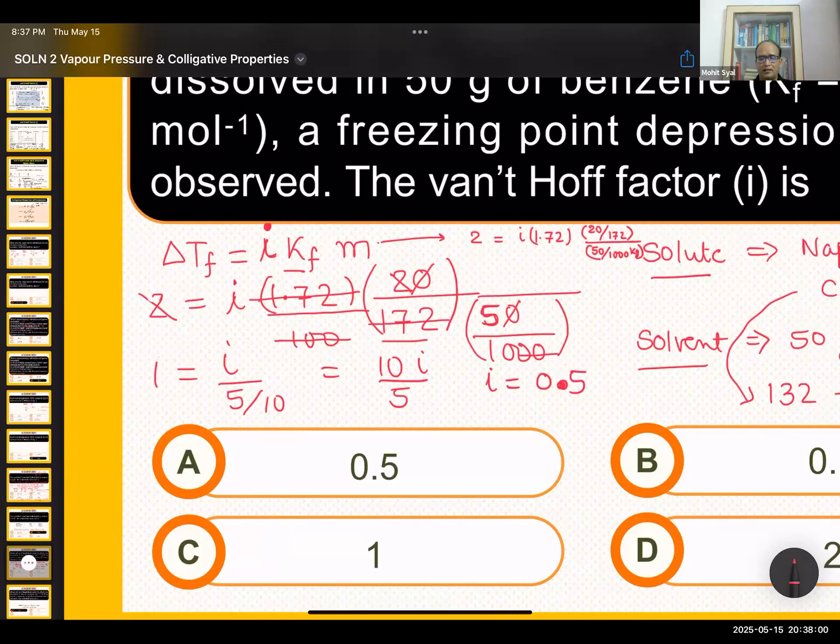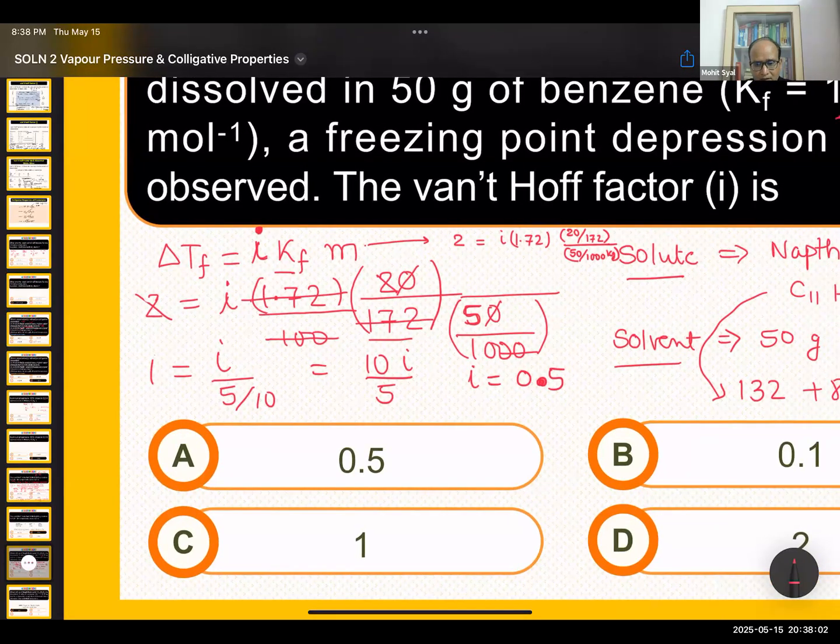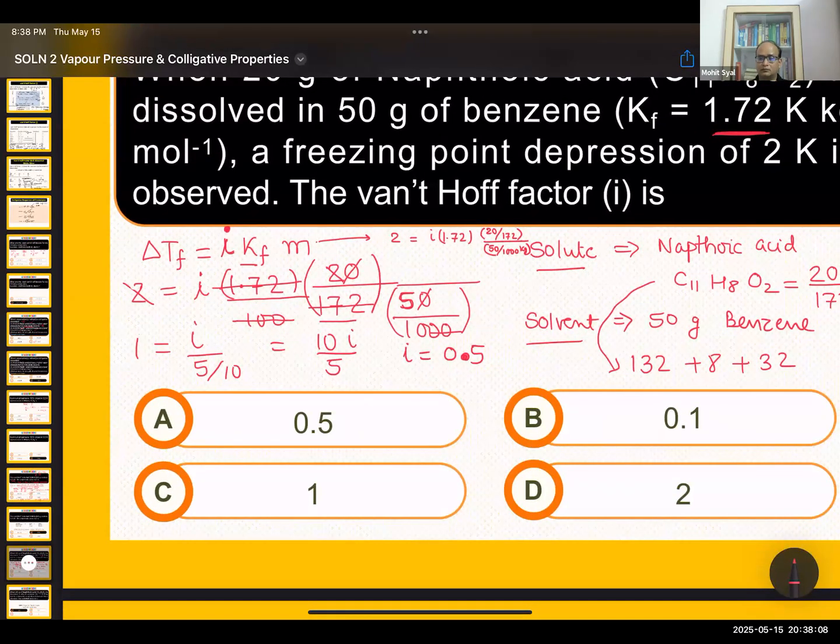Sir, understood, sir. Just check it and let me know. Ibrahim, what answer are you getting? 0.5. Okay. So what does it indicate if it is 0.5?